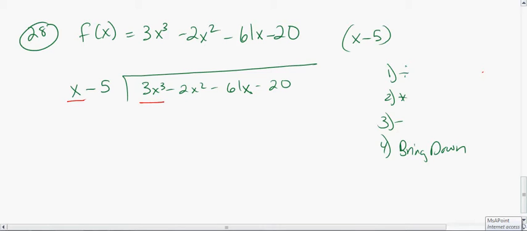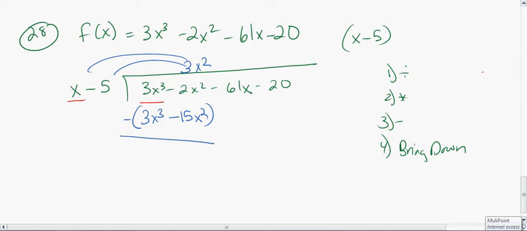So x goes into 3x squared, 3x squared times. Multiply 3x squared times x is 3x cubed. 3x squared times a negative 5 is a negative 15x squared. So I'm multiplying this back. Next step is to subtract.